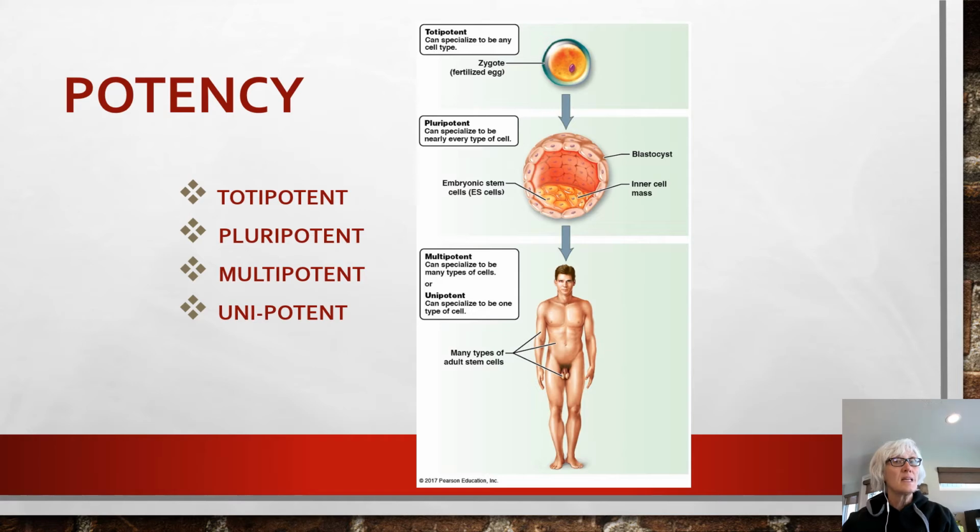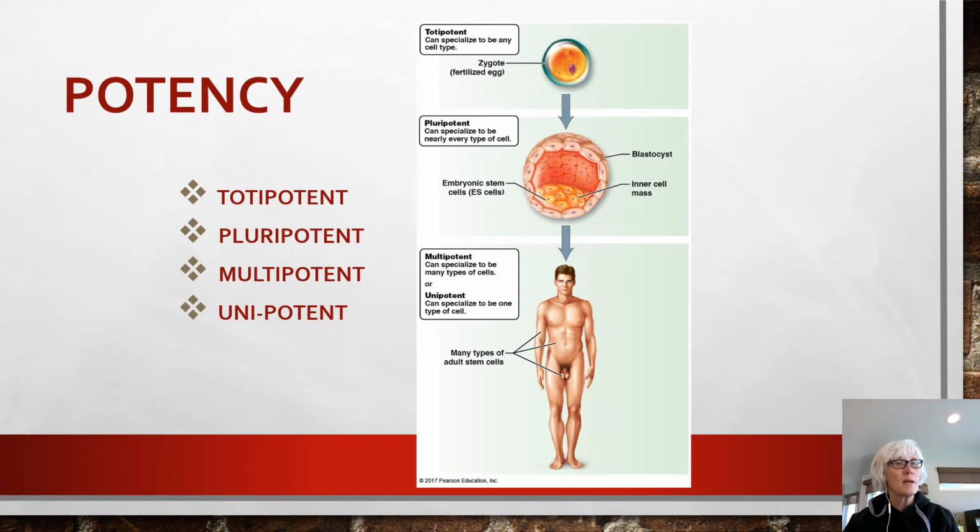The cells in the inner cell mass of that blastocyst are described as pluripotent, meaning that they can become almost anything, but not everything. Remember that on the outside of that blastocyst, we have the trophoblasts that will become part of the placenta. So the cells of the inner cell mass cannot become the placenta. Therefore, they are not totipotent, but rather are pluripotent.